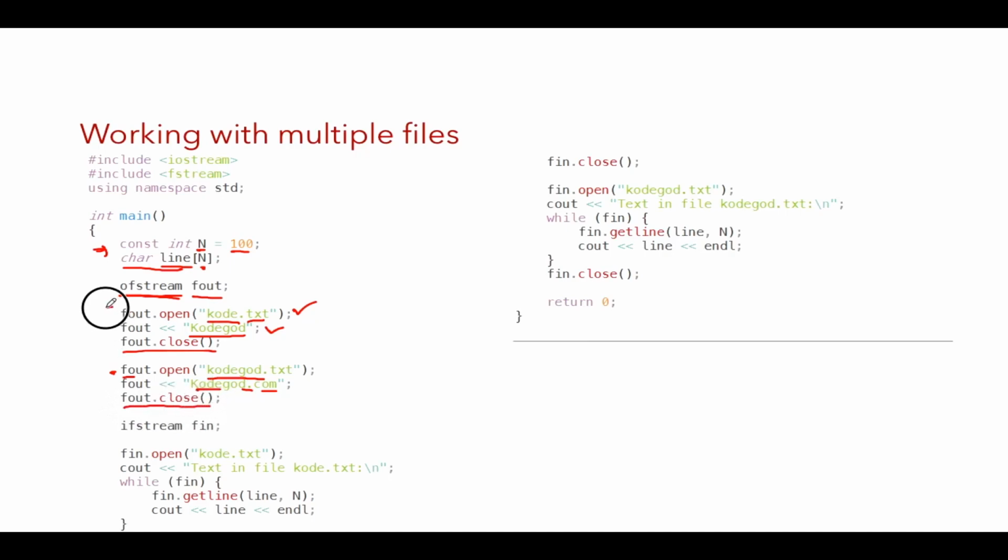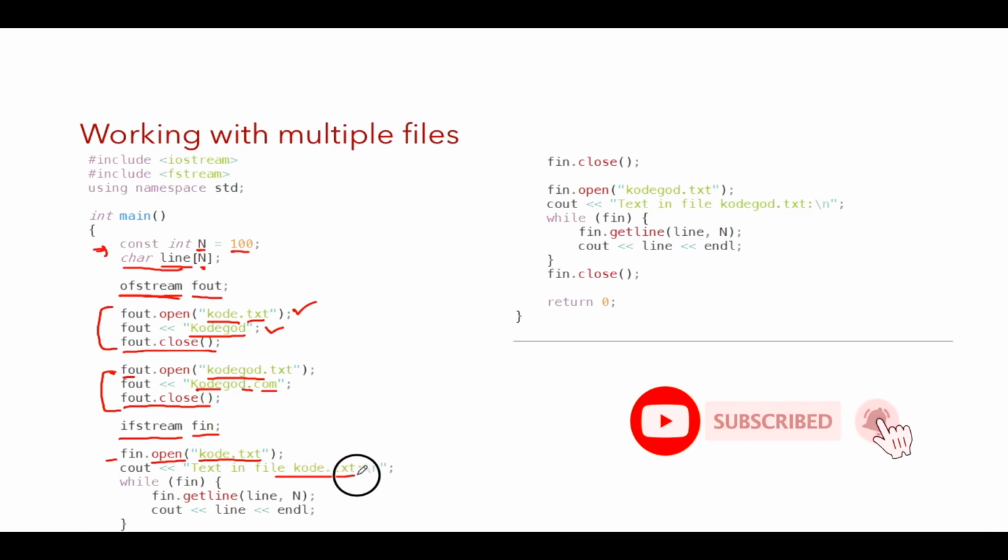So here I'm opening one file, writing some content to it. Here I'm opening another file, writing some content to it. Then I'm using the ifstream class, creating an object as fin. Then with fin I'm opening the first file with the open function, code.txt, so this will be printed on the output screen.